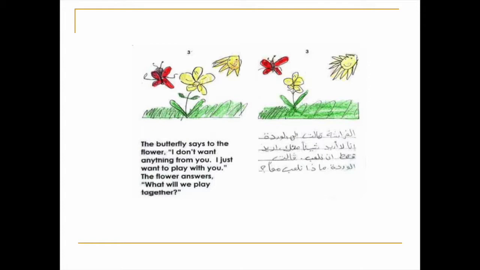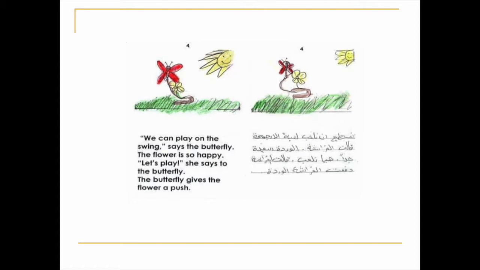The butterfly says to the flower, "I don't want anything from you. I just want to play with you." The flower answers, "What will we play together?" "We can play in the swing," says the butterfly.